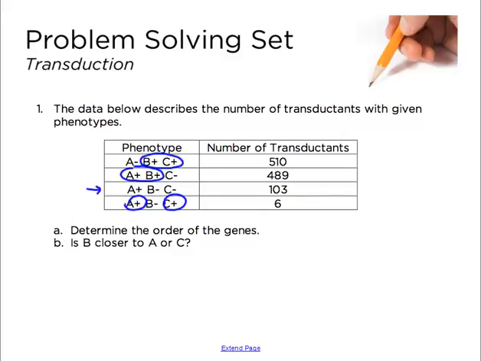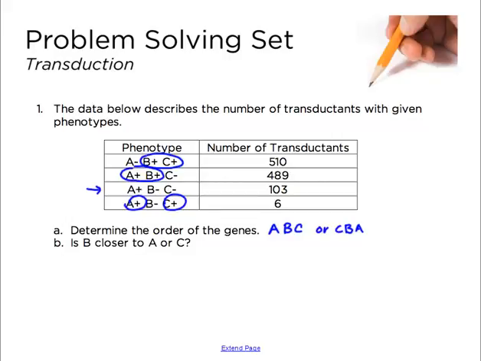So if A and C are far apart, that means that B must be in the middle if both A and C are close to B. Okay, so the order will either be ABC or CBA, depending on which way you're looking at. A and C are farthest apart with only 6 transductants, and A and B are close together, and B and C are close together, so it would account for the increased number of co-transductants.